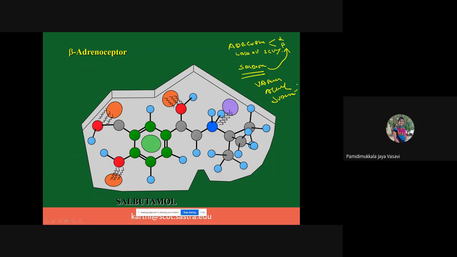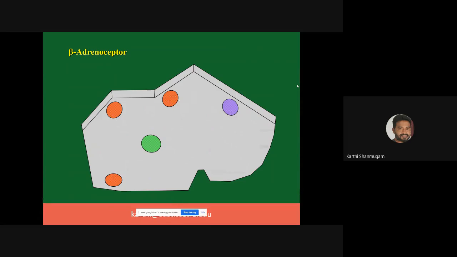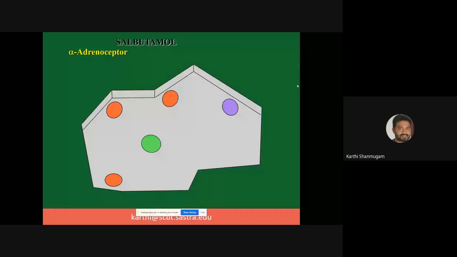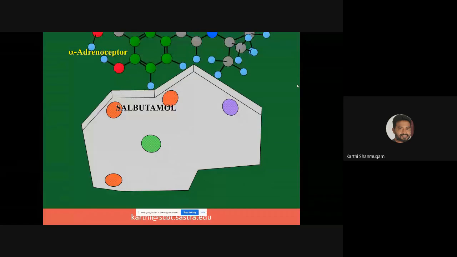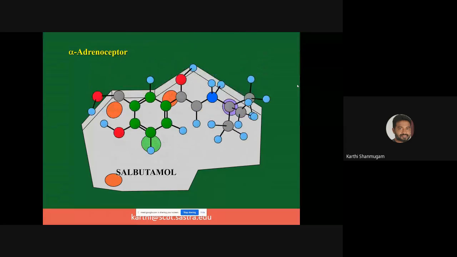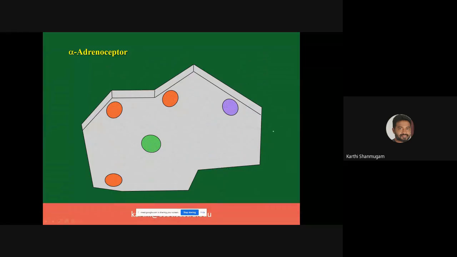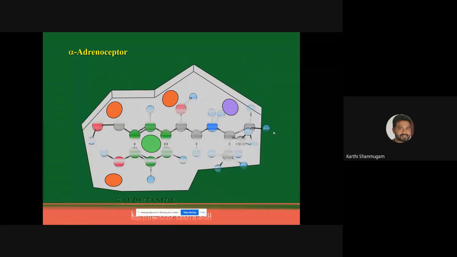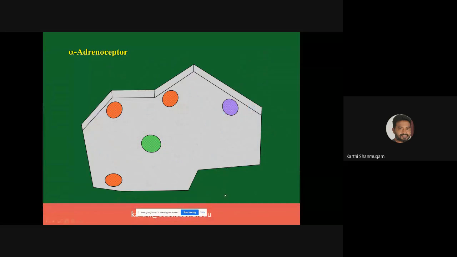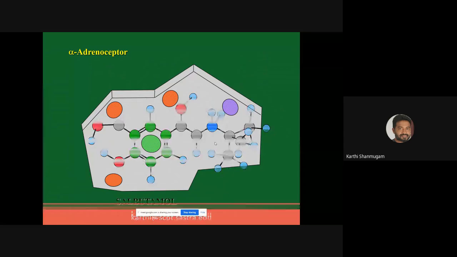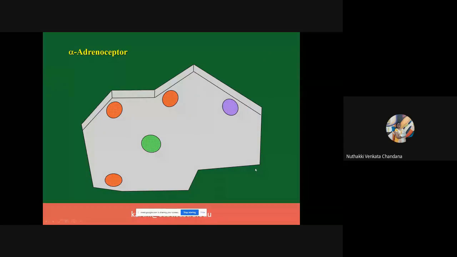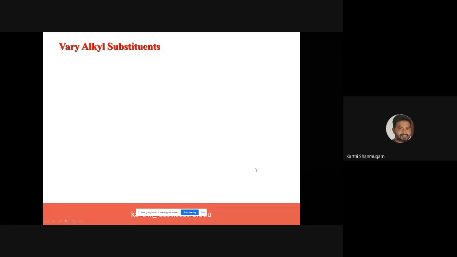One more illustration I want to show. Now this is the alpha receptor. We are trying to fit salbutamol in the alpha receptor. Definitely we cannot fit it. You can see some kind of clash here. Are you able to see this? That's the point, varying alkyl substituents. I don't want to go into the chemistry part, so I'm skipping those.